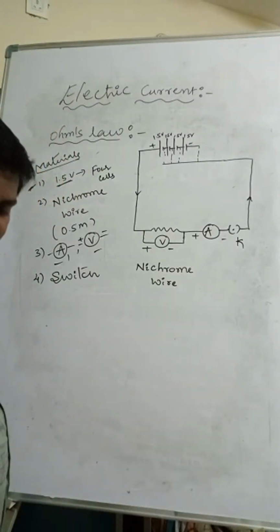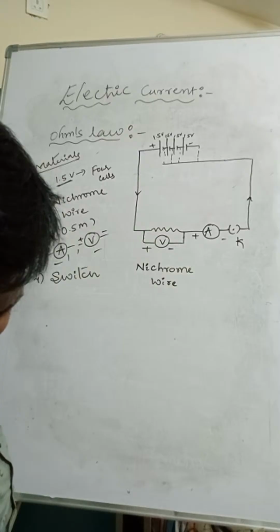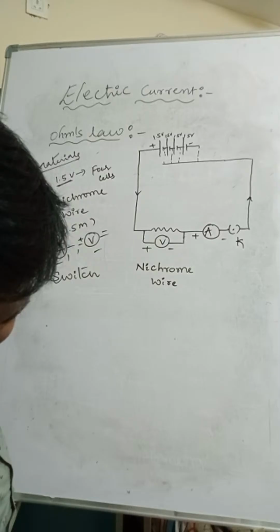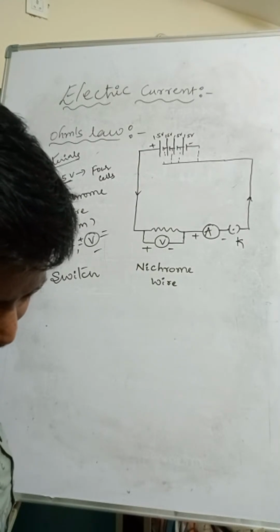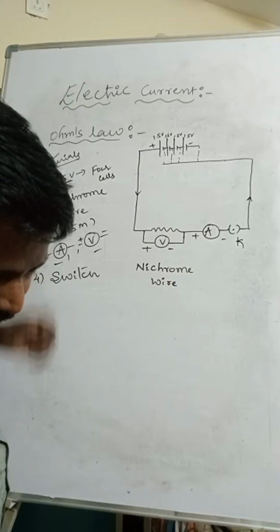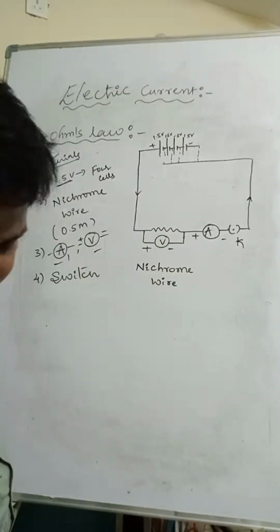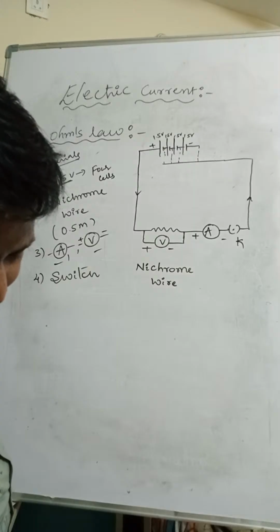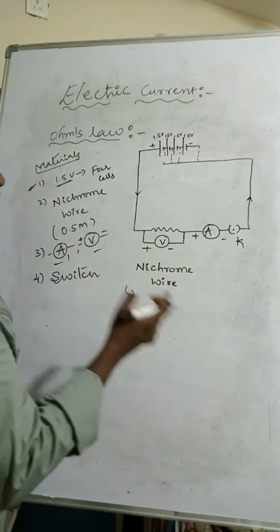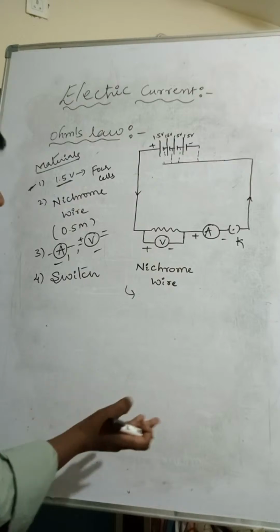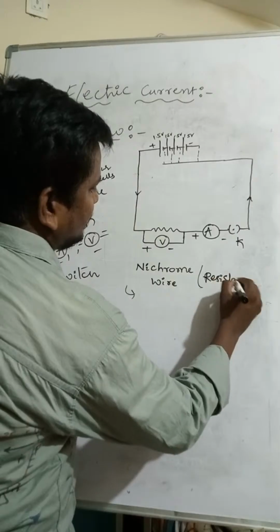Nichrome wire is an alloy of nickel, chromium, manganese and iron metals. So it is an alloy, and here we are using nichrome wire as a resistor.